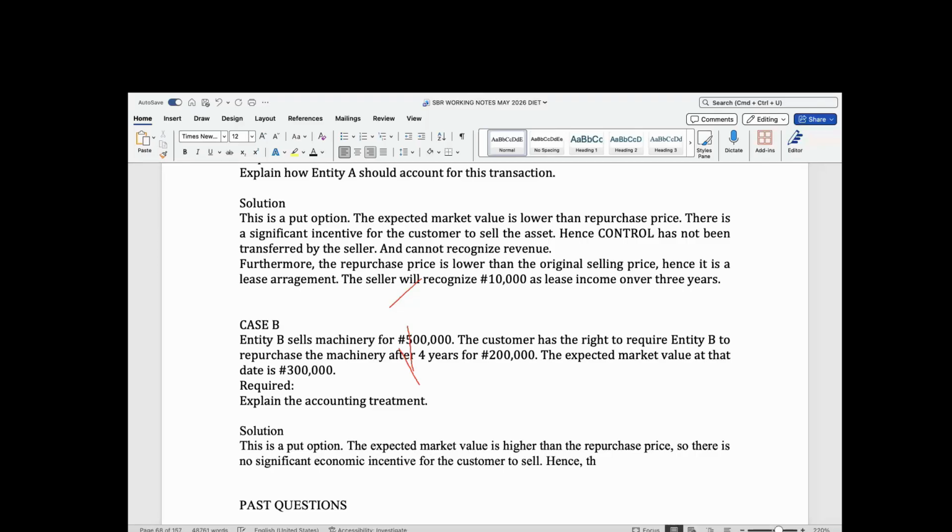Hence, the seller has transferred control and should recognize the how much? The 500,000 received as revenue. So yeah, you can go ahead and recognize revenue.